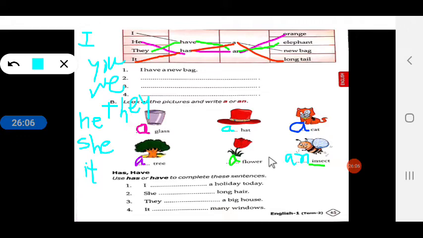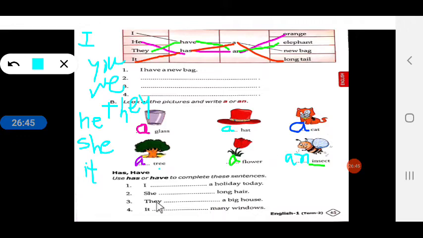Now you can see here, I dash a holiday today. After I, we must use have. I told you, I have. So you can write H-A-V-E. I have a holiday today. The second one, she dash long hair. After she, we should use has. She has long hair. You can write H-A-S, has.